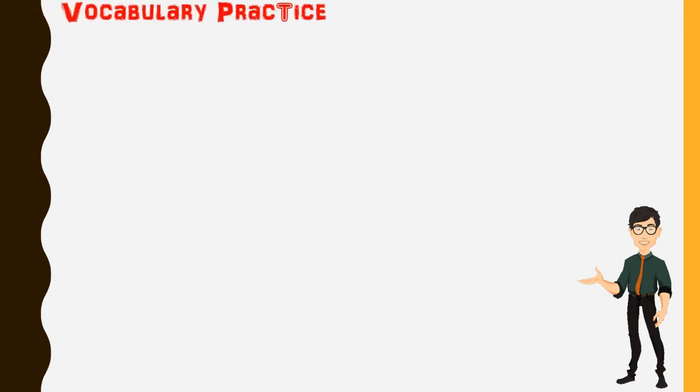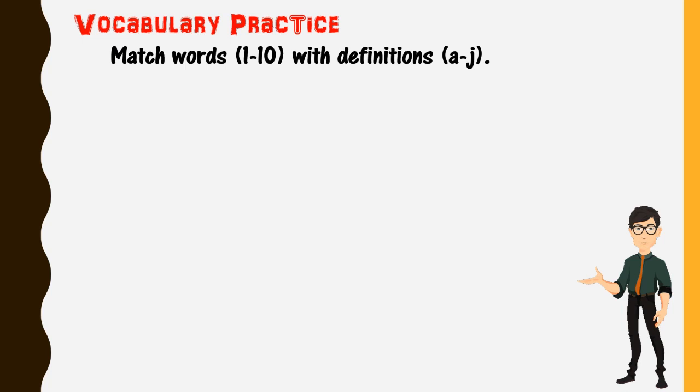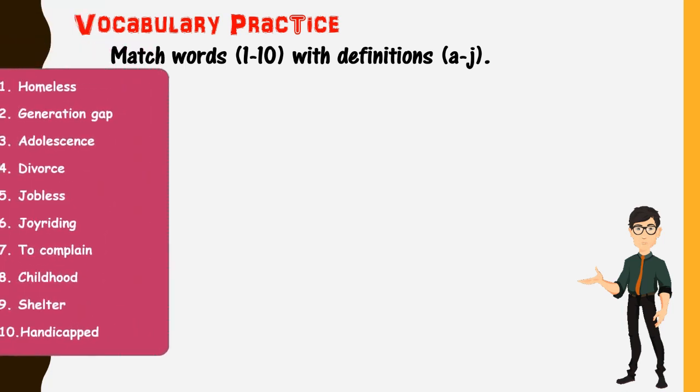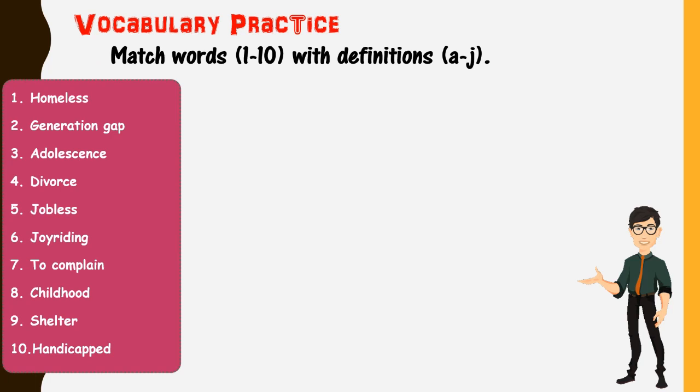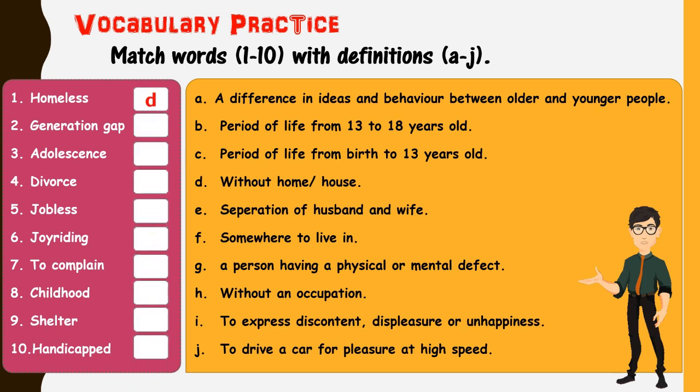Let us now practice using some basic words related to our unit on society and social problems. The first exercise is a matching task in which I would like you to match the listed words from 1 to 10 with their definitions from A to J. The first example is already done. The first word, homeless, is matched with definition D, without a home or without a house. You can stop the video now, think of the exercise and answer, and then we shall correct later.